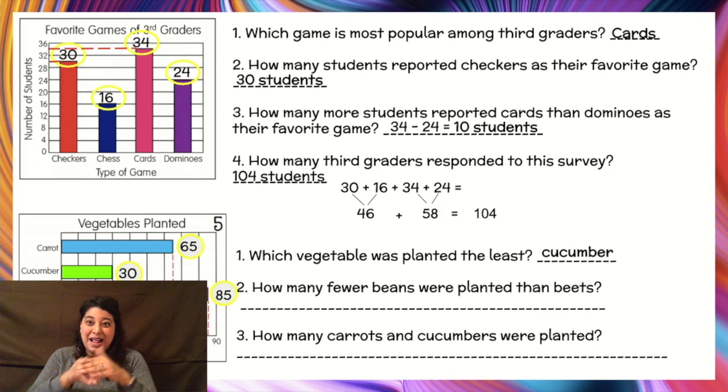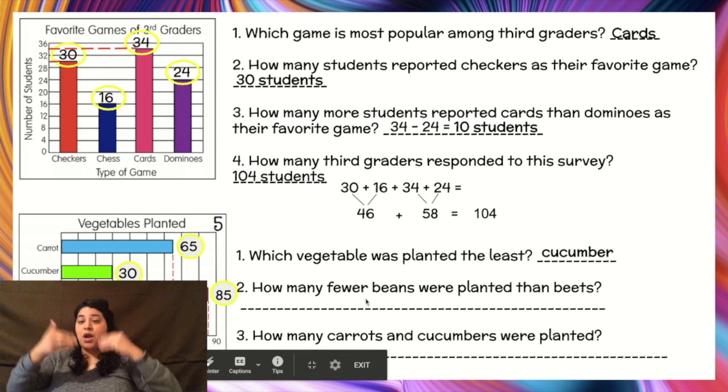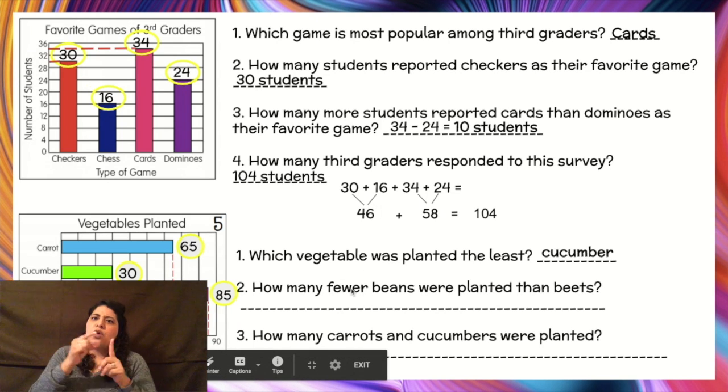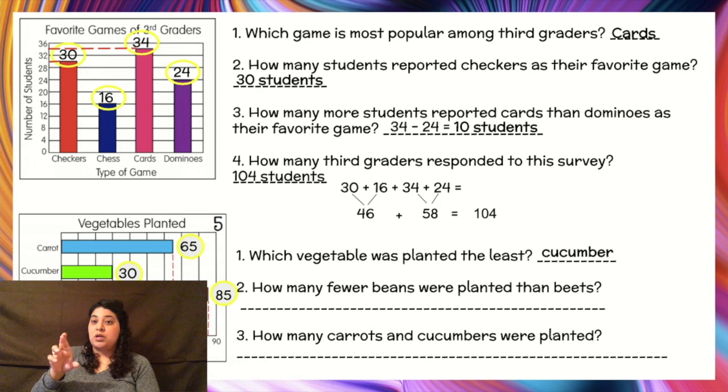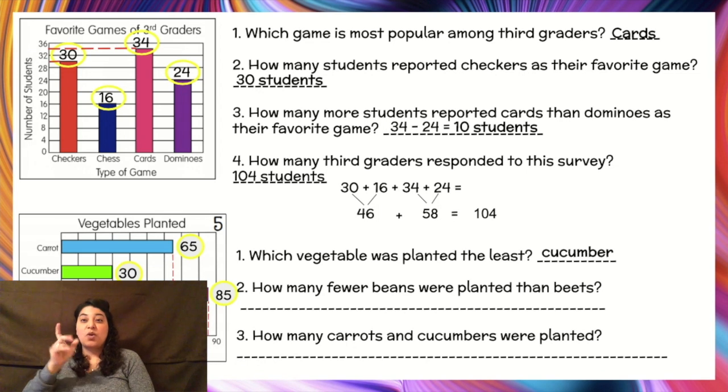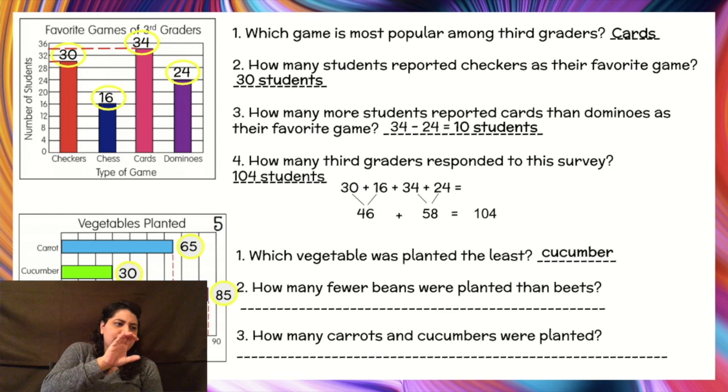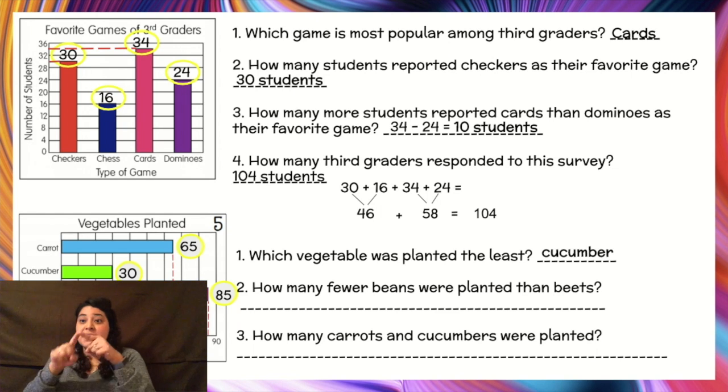Number 2, how many fewer beans were planted than beets? Okay, so we are going to be doing some comparing, and we have one of those awesome keywords that helps us figure out exactly which operation we're going to be using, and that is subtraction, okay? How many fewer beans were planted than beets? So we are going to have to do some subtraction with beets and beans. Beets has 85, beans has 60. So we're going to be taking away from the largest amount, which is beet. So 85 minus 60. Go ahead and solve for that.